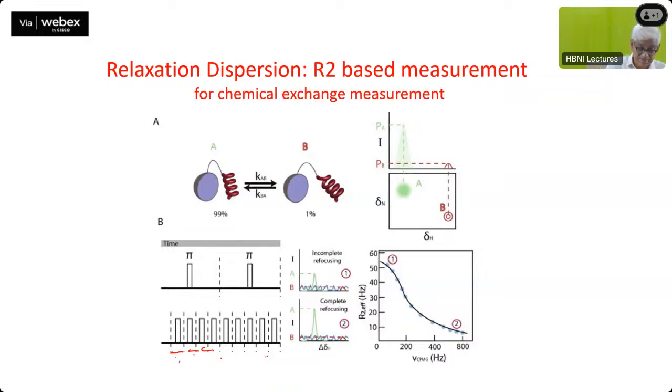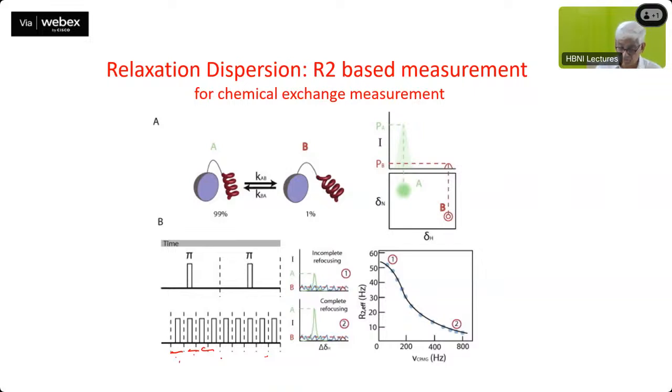So by applying this series of pulses, you will eliminate the effects of changes in the chemical shifts due to either the diffusion or the chemical exchange phenomena, and you can do the experiment as a function of this frequency. So you do several experiments varying the value of nu CPMG, and you will see here a curve which is like this. You measure the R2 at every value of the frequency.